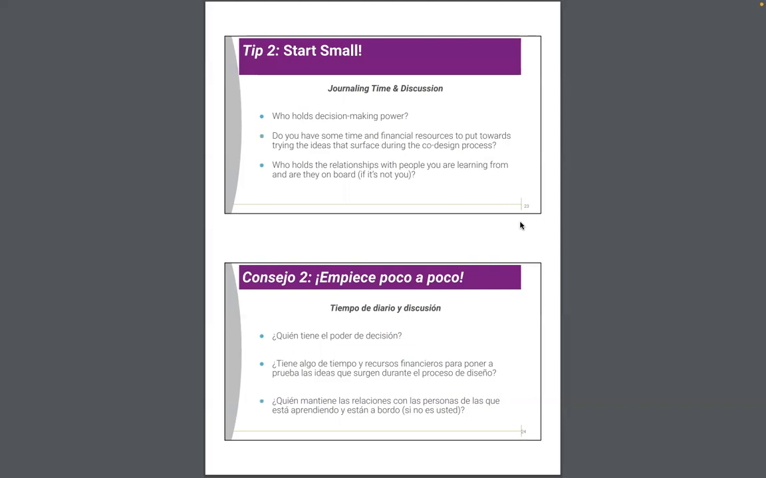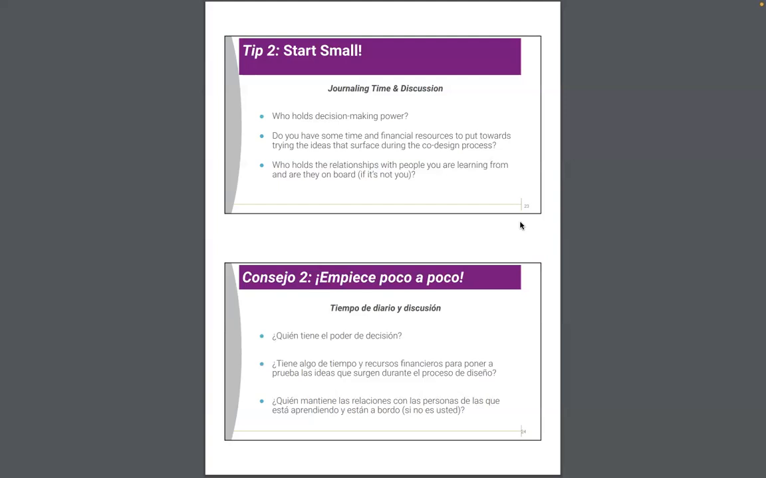And who holds the relationships? If it's not you, do you have partners that hold relationships with the people that you're wanting to learn from? We really want to be thoughtful about the time that we're asking from folks in our community, especially families, education providers, people who are most viscerally experiencing change in our systems, the impacts, the everything.